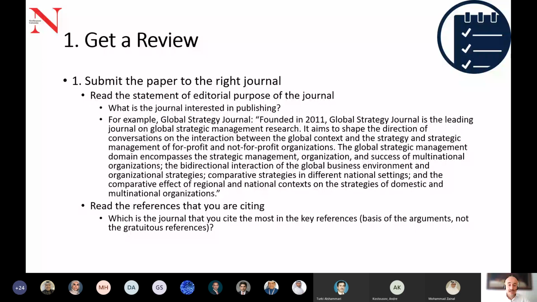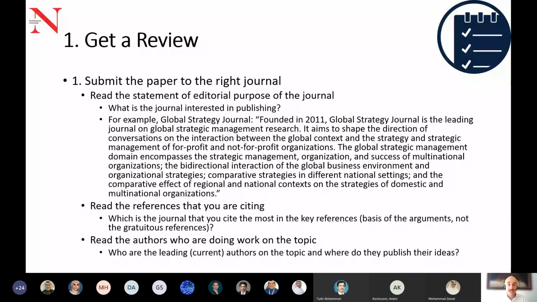And then, who are the authors that are doing work similar to yours? If you are always citing Smith, and Smith is publishing in a variety of journals, those are the journals that for the most part will understand what you're trying to do. So this is one way of selecting the right journal.